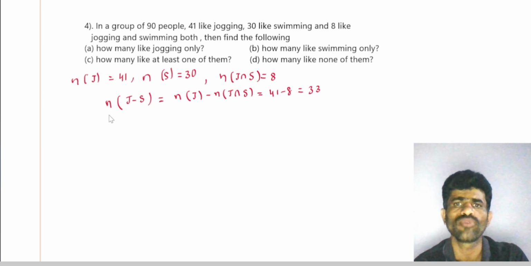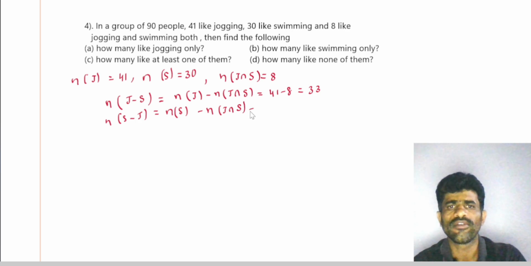How many like swimming only? Then what we have to do is n(S minus J), that is n(S) minus n(J intersection S). So whenever you want only, we have to subtract the common elements from the whole elements of S.